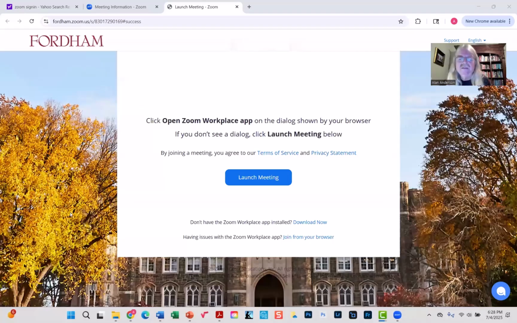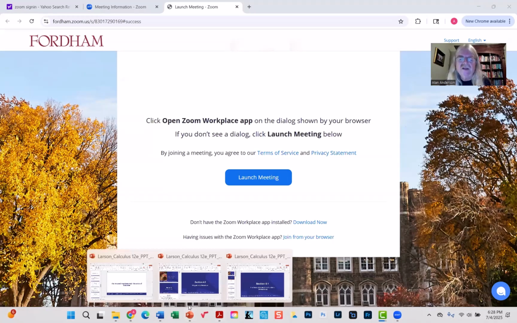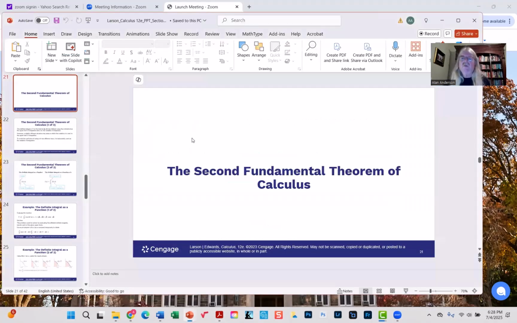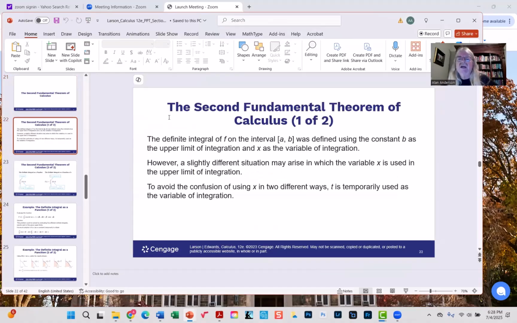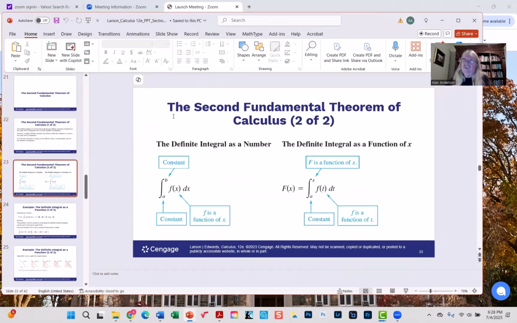We have a little bit to go in section 4.4, and then we're going to do 4.5. In 4.4, we've already gone over the first fundamental theorem of calculus. There's a second one as well, and we'll see how they're different from each other. This one is designed to show us how differentiation and integration are just inverses of each other.